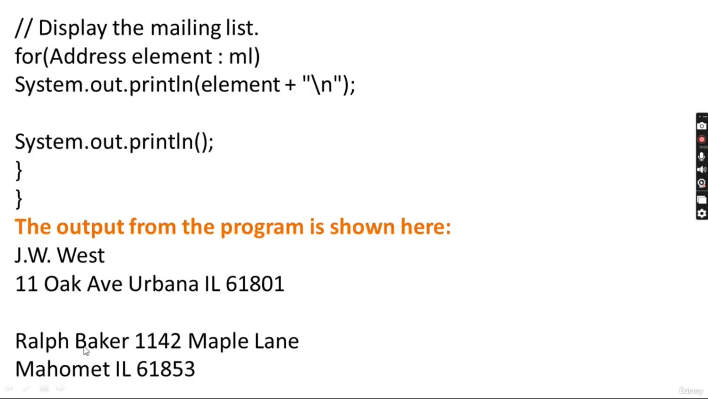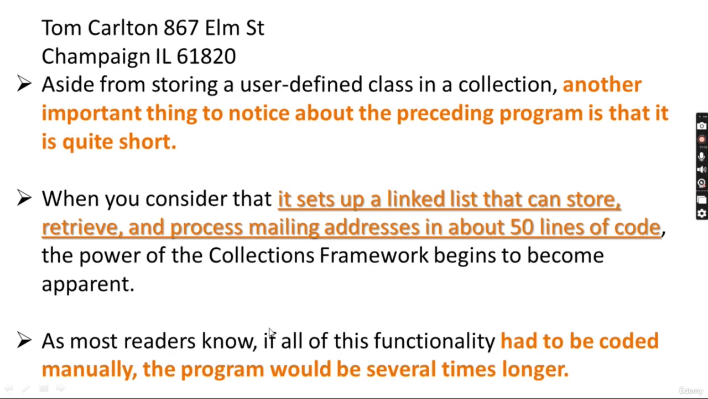Now the output is displayed for each address element in the mailing list. We are displaying all the elements one by one. Another important thing, aside from storing a user-defined class, is that it is quite short. Why short? Because in very simple and very few lines of code, we have added so many addresses into our project.